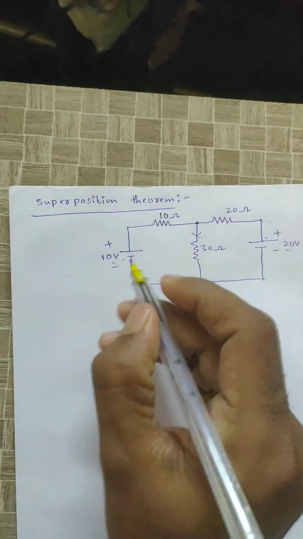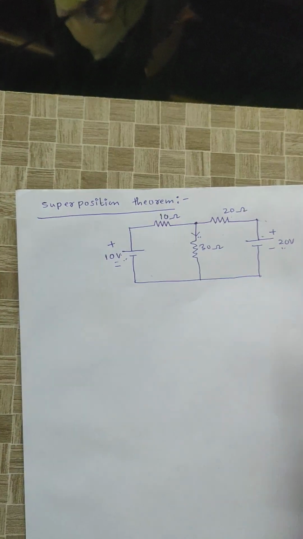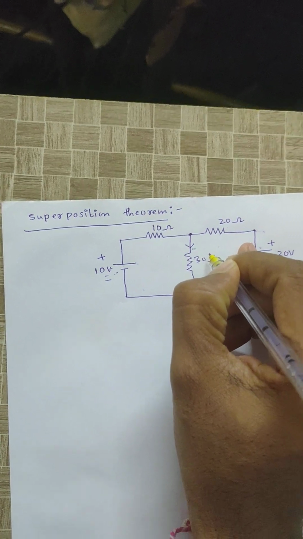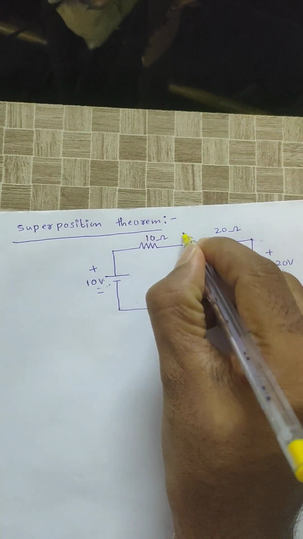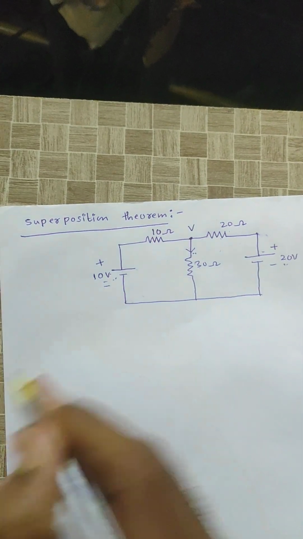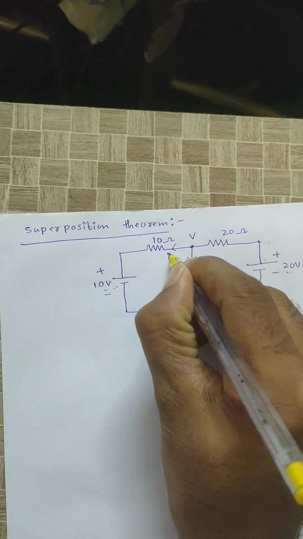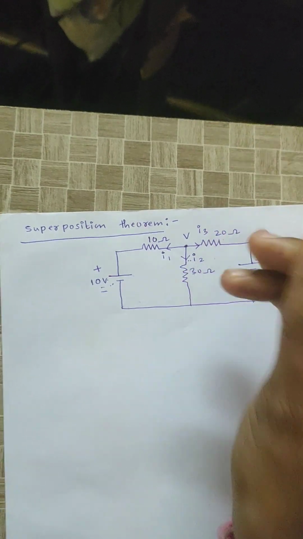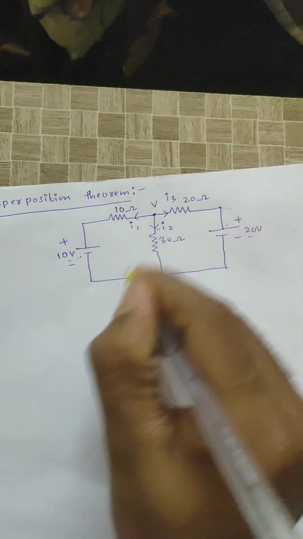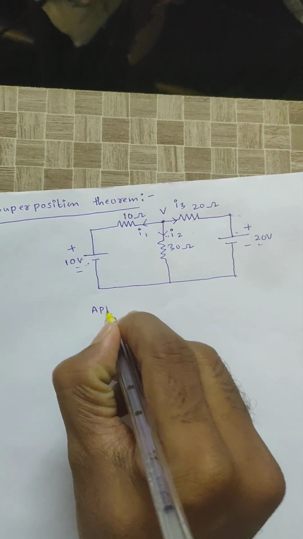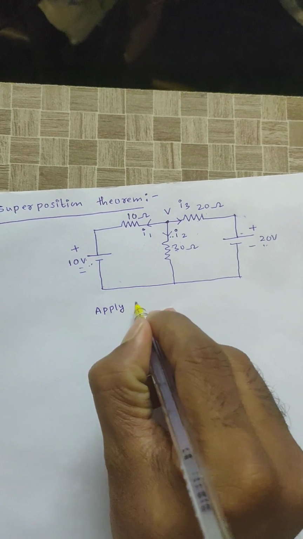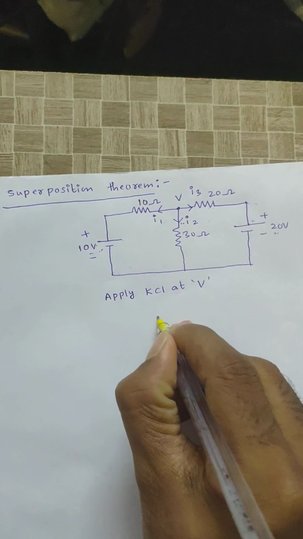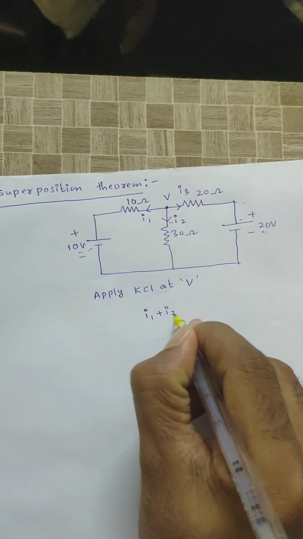First, for starting, I am considering both sources acting together. Here I need to calculate the current flowing through 30 ohm. To calculate it, I am using nodal analysis. Step 1, identify the number of junctions. All currents are outgoing, I1, I2, I3. Apply KCL at V. Then I1 plus I2 plus I3 is equal to 0.